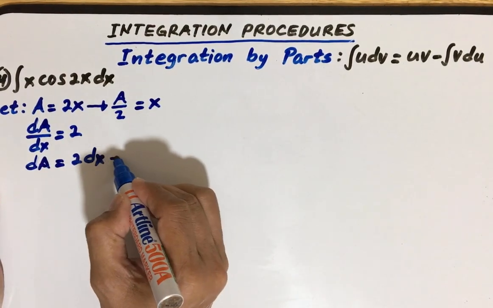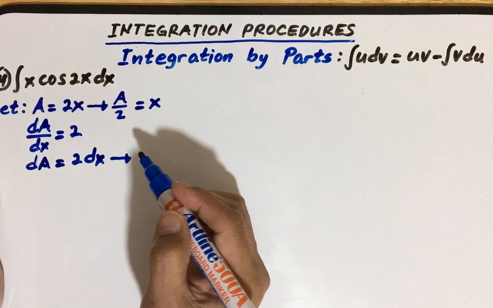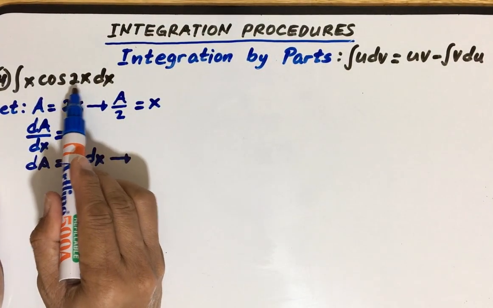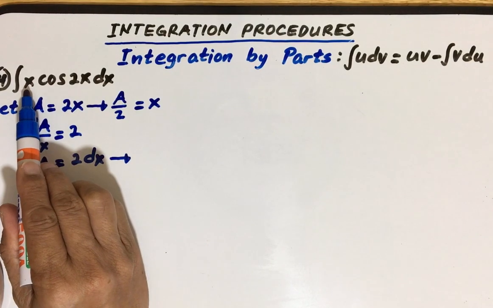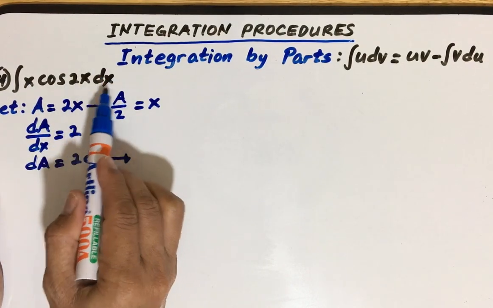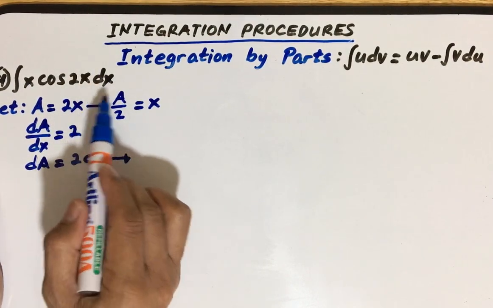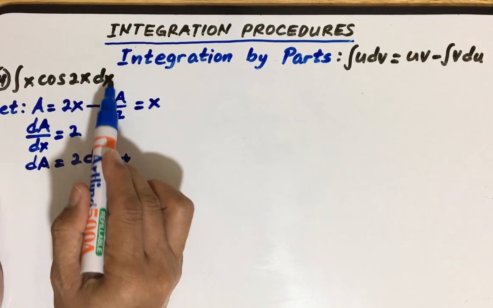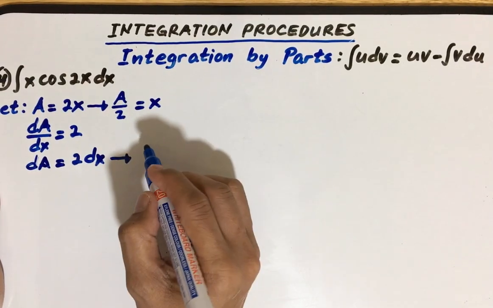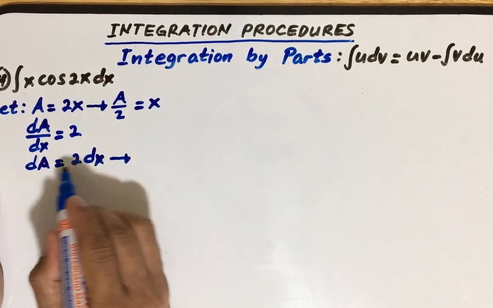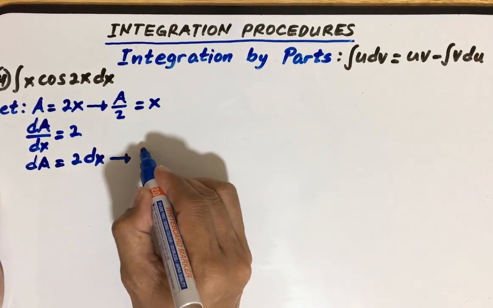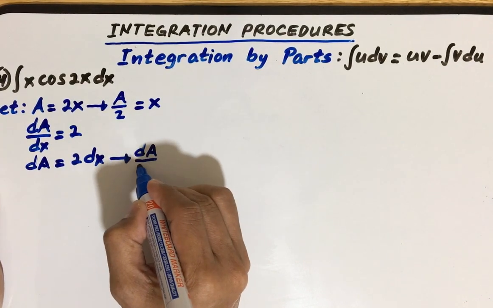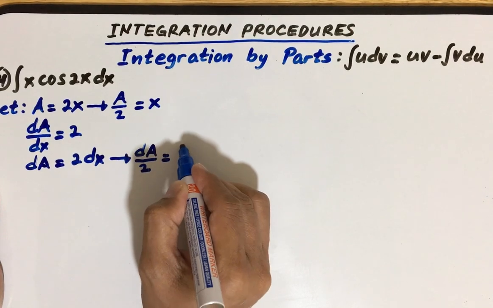And from here, we can also solve for dx in terms of dA, because we replaced 2x by a, so we express this in terms of a. Since this is the differential of x, we have to express it in terms of the differential of a. So we can solve dx by dividing both sides by 2. So we have dA divided by 2 equal to dx.